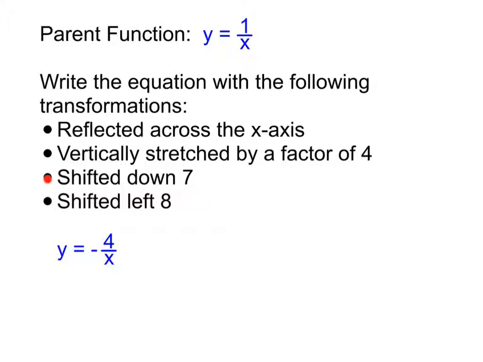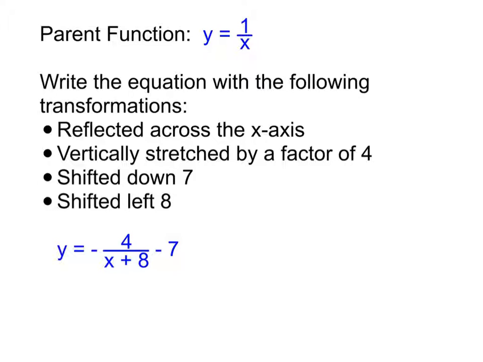But I still need to shift it down 7. So shifting it down 7, remember up and down is going to be hanging on the end. And so that's going to be a minus 7 hanging on the end of our equation. Last thing, to shift it left 8. Anytime we're moving left and right, that means it has to be done with the x wherever x is. And so left 8 would be plus 8. So that means I'm going to write it as 4 over x plus 8. Then this would be your equation.